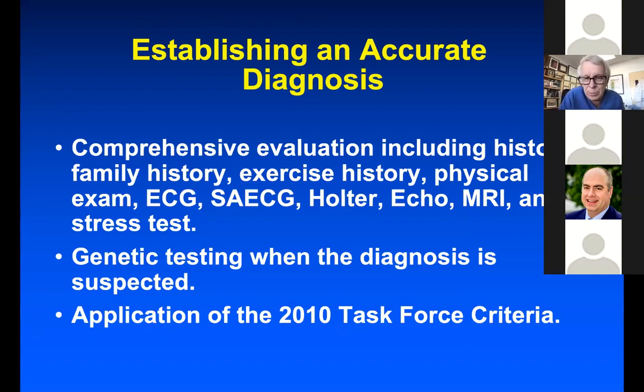Number of PVCs per 24 hours is very important, the diagnostic criteria. An echo or an MRI. Stress testing, not so much. We basically never do stress testing. There's a couple papers saying it can be of value, but generally we find these arrhythmias are not triggered on a stress test. It's sort of cumbersome to do, and we find it adds almost nothing. Genetic testing when the disease is suspected, and remember those task force criteria.